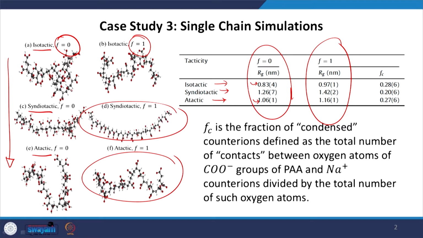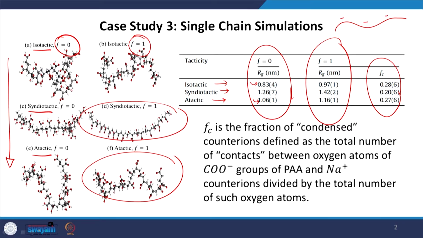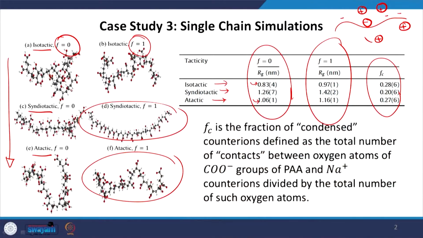And this has been confirmed by previous studies as well. In addition to that, we also compute a quantity called the fraction of condensed ions. And what it means is that when you have a polymer chain, clearly if the polymer chain has a negative charge, to make the system neutral, we have to have some counter ions present in the system which are mobile. But then these counter ions which are mobile experience a strong attraction with the negative charge present on the chain. And therefore, what may happen is some of these counter ions will tend to come very close to the polymer chain and compensate its negative charge. And this phenomenon is referred to as condensation.